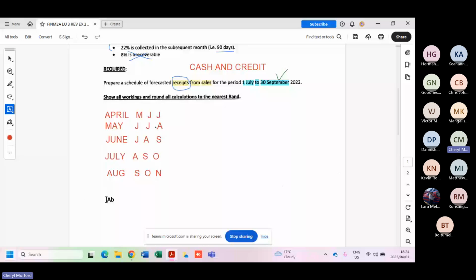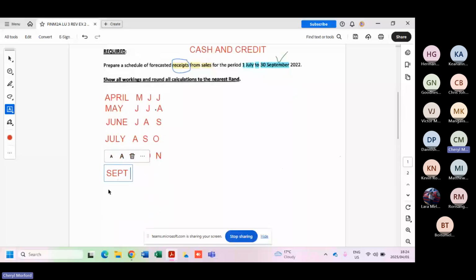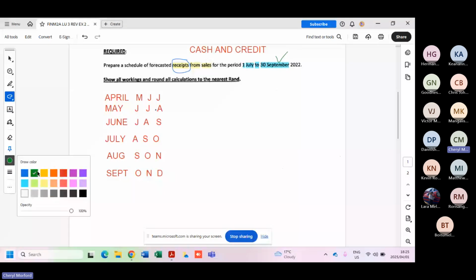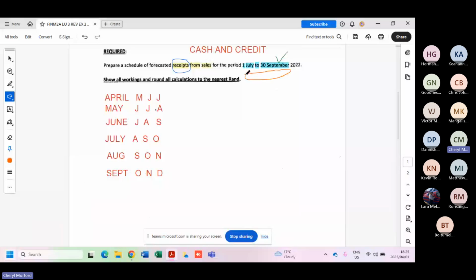Lastly, if there is a sale in September, when do we start to collect? A month later, October, followed by November, followed by December. Right, now what we're going to do is sort out what we want and what we don't want. So remember, what is of the utmost concern over here is this period here, July to September.